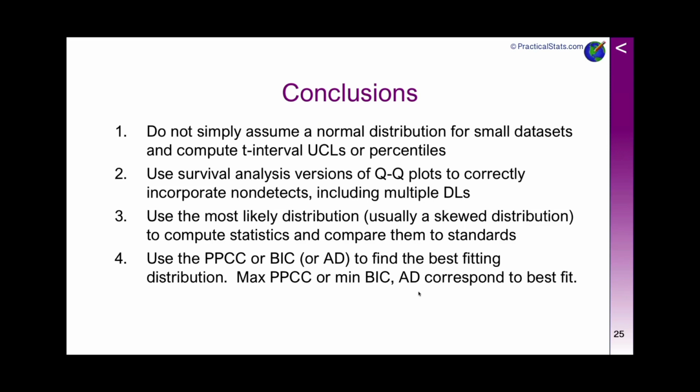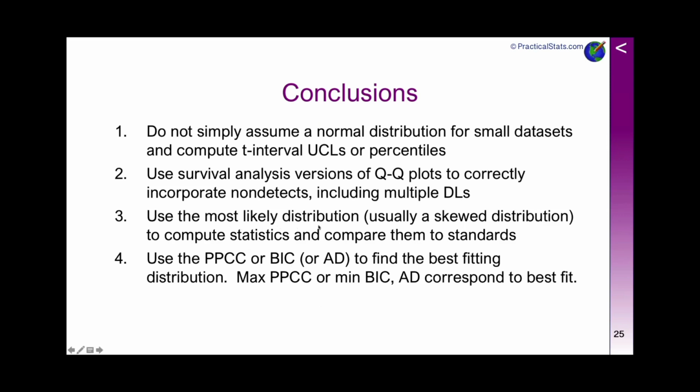The survival analysis version of QQ plots, the one that leaves spaces for all of the non-detects and correctly computes the percentiles, accounting for that necessary space, those versions of the survival analysis QQ plots are much better to use, and they handle multiple detection limits. I gave you one example with a single detection limit, but they handle multiple limits. It's like sticking in air pillows and holding the space.